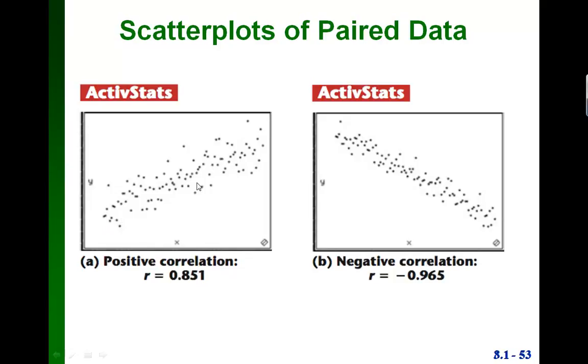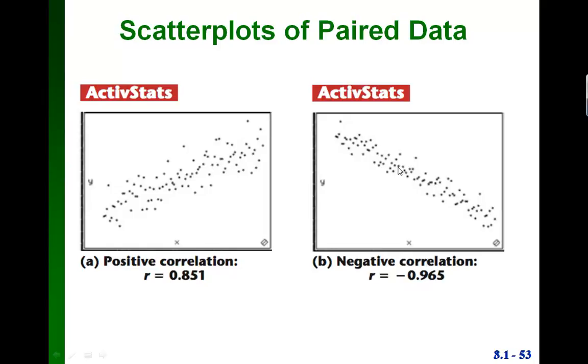In this one, we would say we have a positive correlation because the general pattern of the data is going up as we go from left to right. If we entered all this data and found the correlation coefficient, it would be 0.851. Now in this graph, the trend of the data is going down from left to right, so this would have a negative correlation.